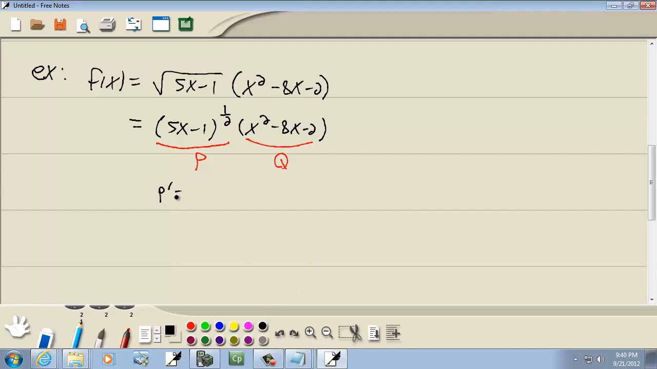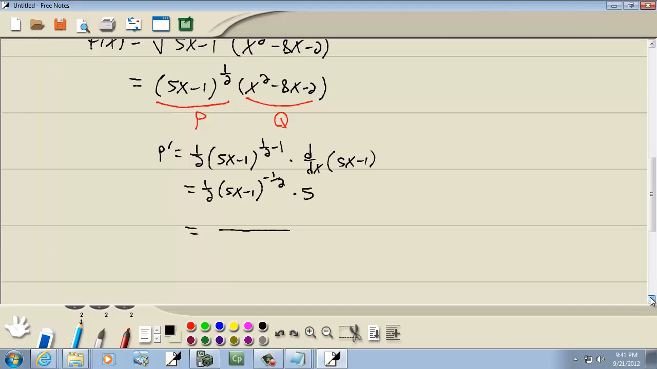Now to find p prime here, we're going to have to use the chain rule, because we've got parentheses to a power. Well, with chain rule, we take our power, put it out in front. What's inside the parentheses remains as is. We lower the power by 1, and then we multiply it times the derivative of what's inside the parentheses. So that gives us 1/2 times 5x minus 1, 1/2 minus 1 gives us negative 1/2, and the derivative of 5x minus 1 is 5.